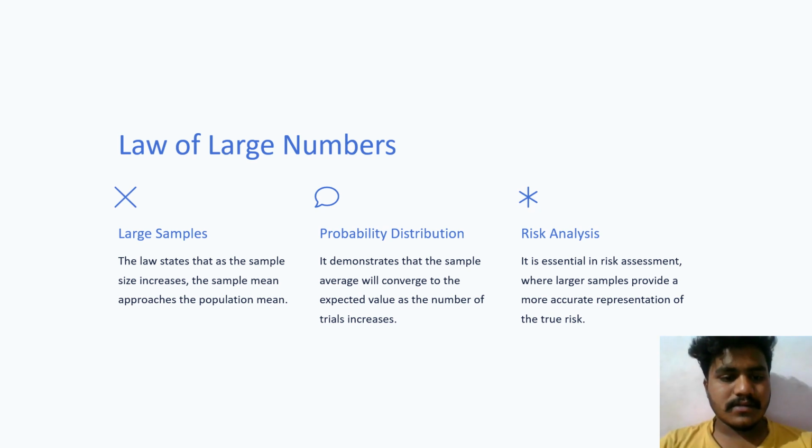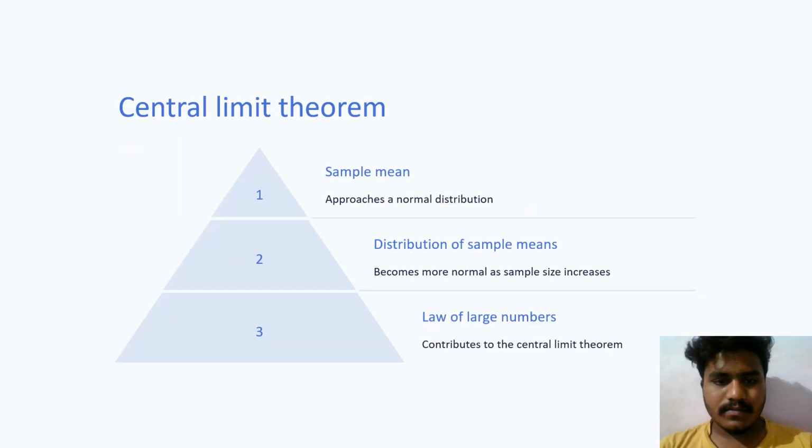Law of large numbers. Large samples. The law states that as the sample size increases, the sample mean approaches the population mean. It demonstrates that the sample average will converge to the expected value as the number of trials increases. Risk analysis. It is essential in risk assessment, where large samples provide a more accurate representation of true risk.